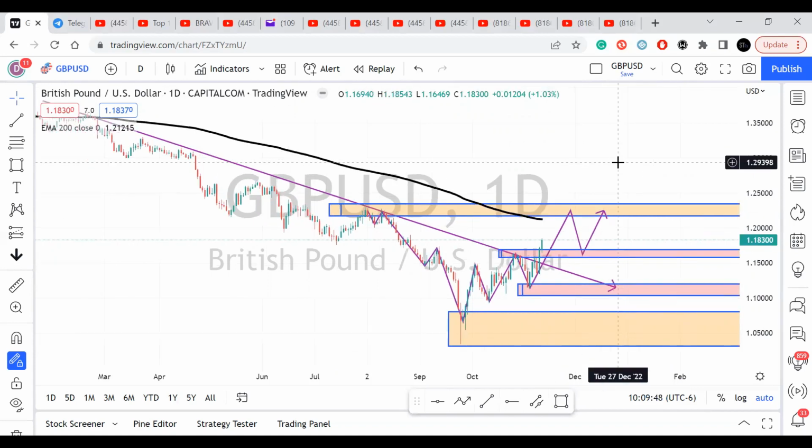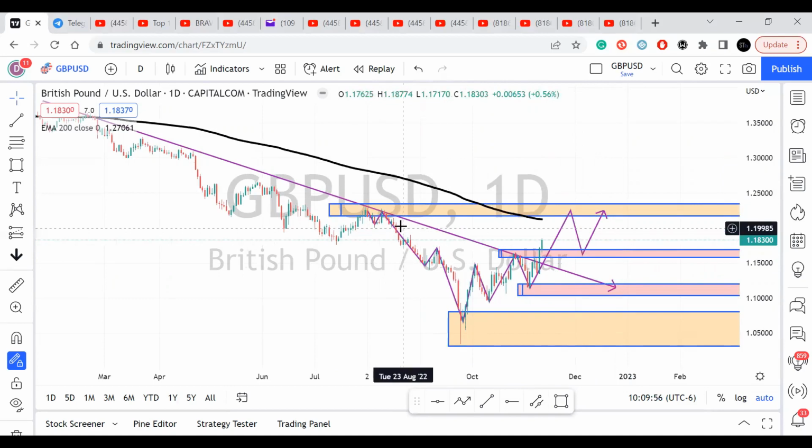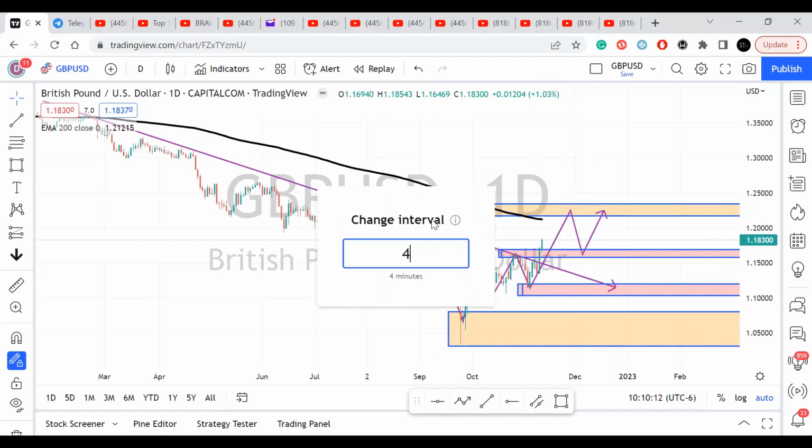So this is the move. Then let's go to the next lower time frame, which is going to be the H4 time frame, to see the zones that price will be respecting while price is pushing up. So the zones, we're going to take them out from this drop here. So H4.